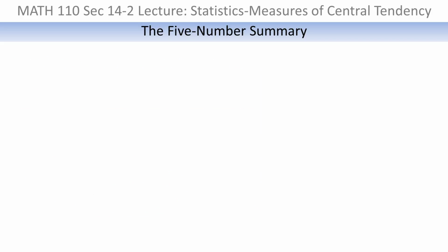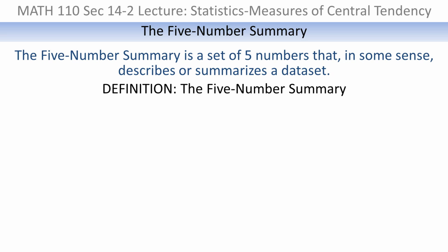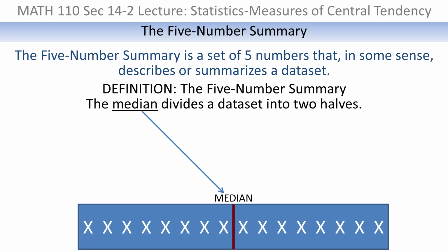We're always looking at visual ways to show data. There's something called the 5-number summary, and it basically reduces the data down to 5 numbers. And the idea is that in some sense, those 5 numbers capture the essence of that data. Okay, what are those 5 numbers, and what exactly do we mean when we say the 5-number summary? Here's how we do it.